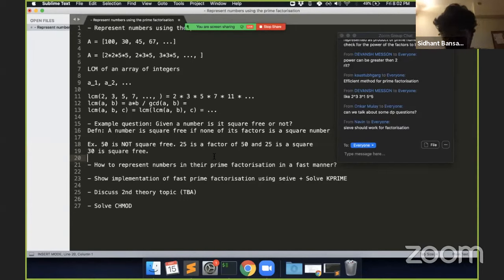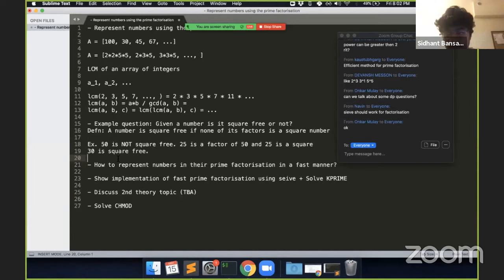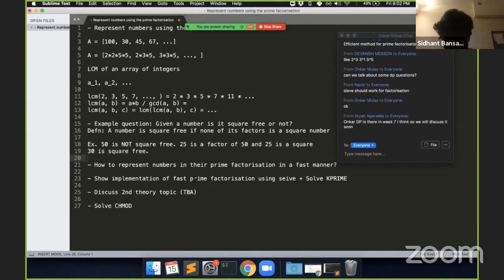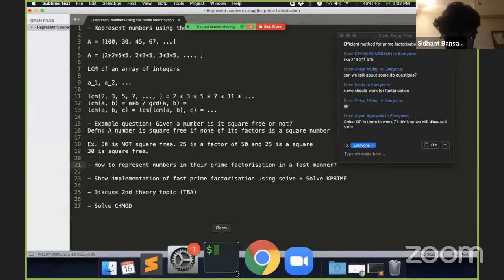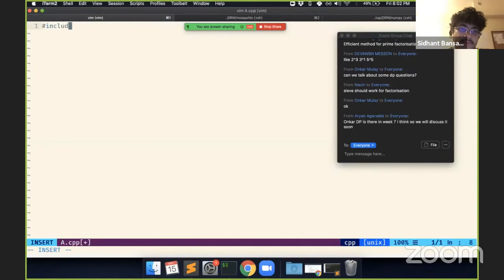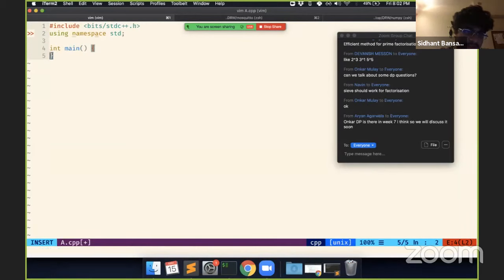Yeah, a sieve should work for factorization. So the next step is that I'll be showing the implementation. In the previous whiteboard discussion, we saw that, given a number, a lot of times we have to represent it in its prime factorization, basically get all the prime factors and their respective powers. But how do you do that fast? That's the question, so I'll show you some ways to do this fast. I'm going to implement it from scratch. This is probably the fastest way in general.